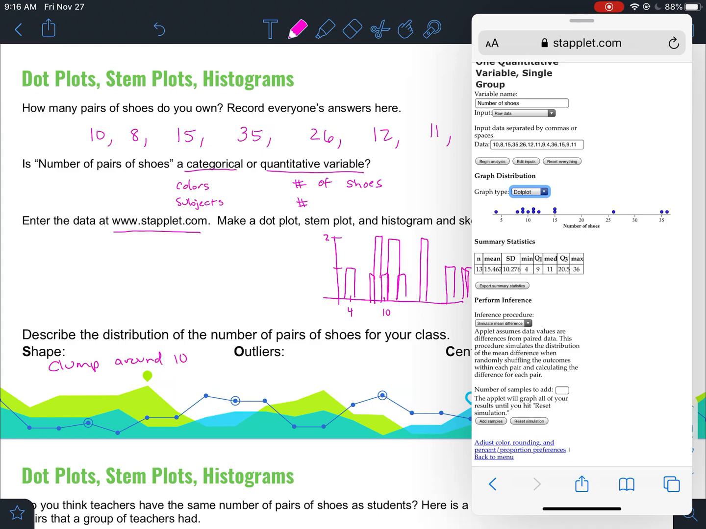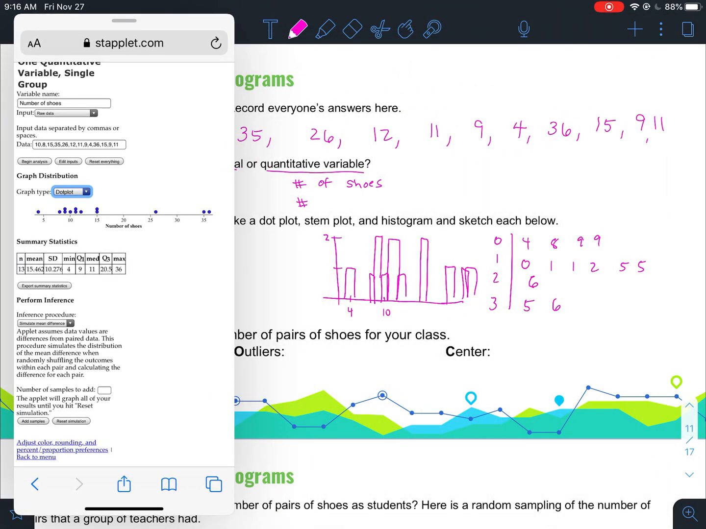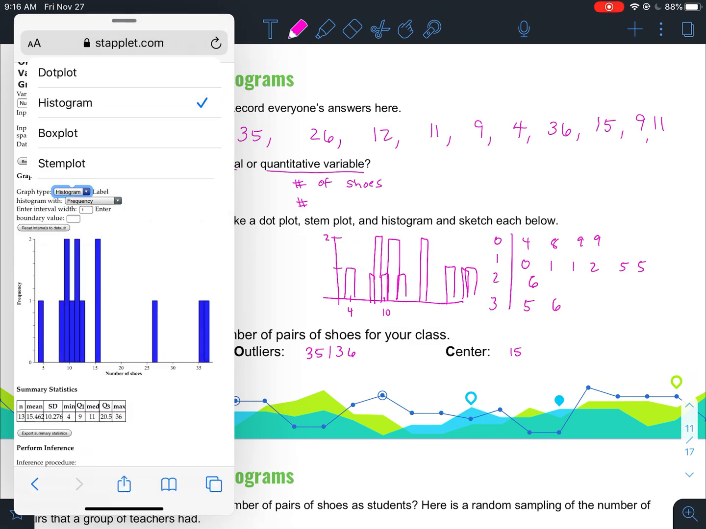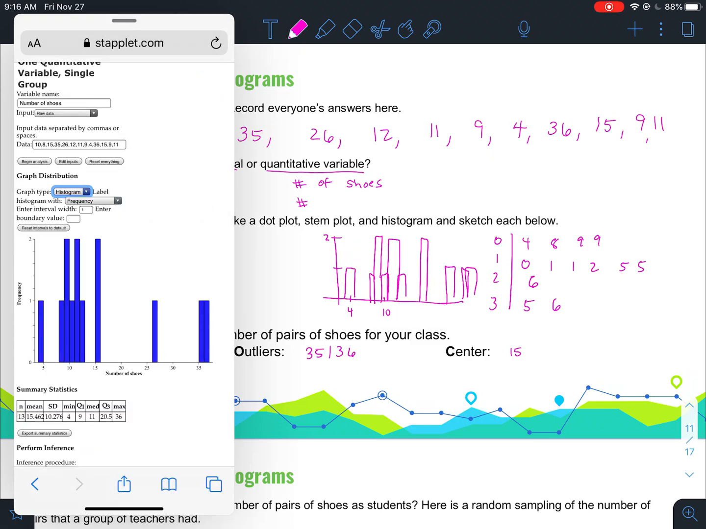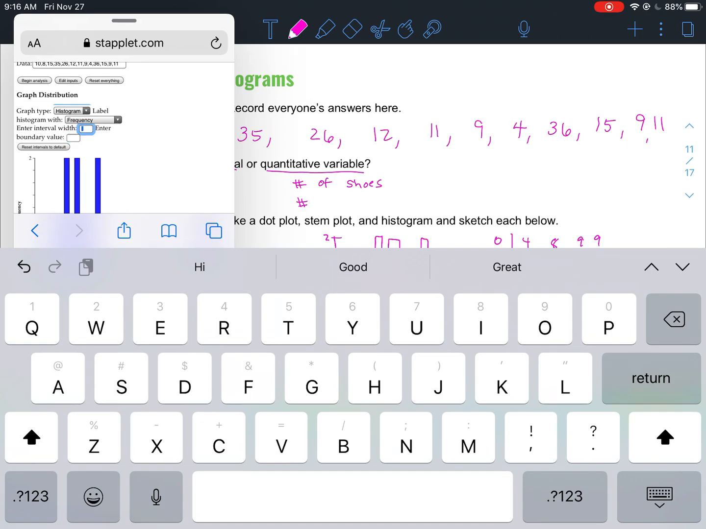And then are there any outliers? So are there any numbers of pairs that seem way far out from anybody else? Not really. You could say the 35 and 36 seem way bigger than everybody else. And then where would the center be? I would say the center is kind of around 15. That looks like the middle of most of the data if there wasn't an outlier. So this isn't the best data set. Maybe our data set from class was a little bit more spread out. If we went back to our histogram, and then let's change that number.